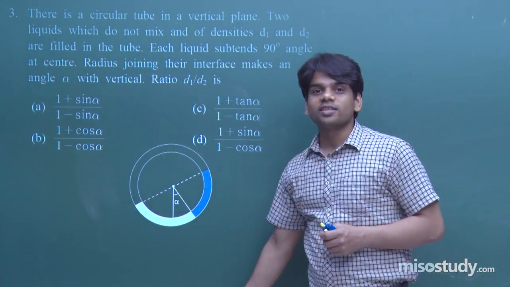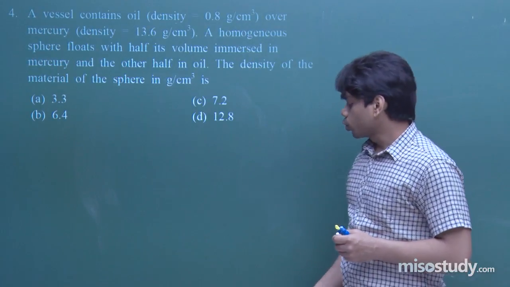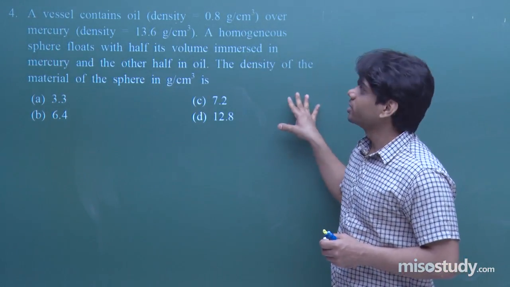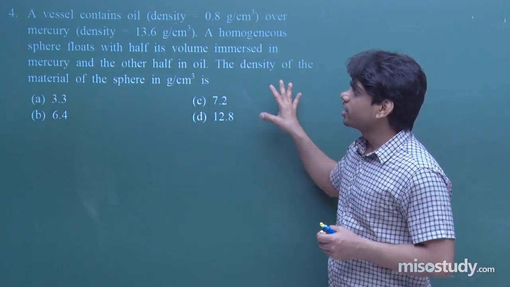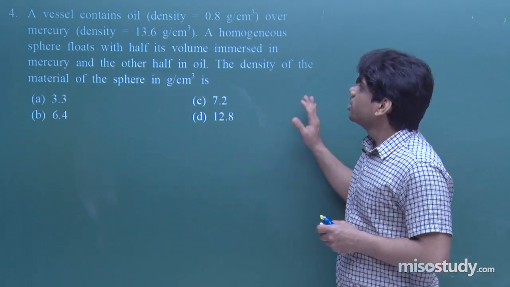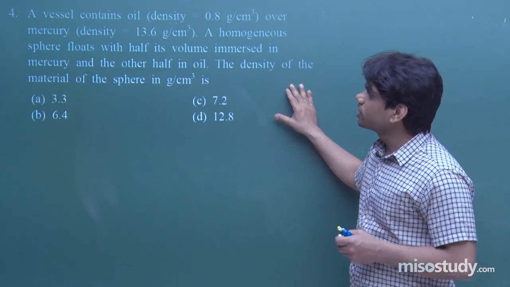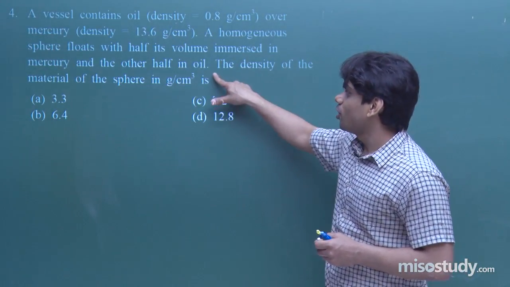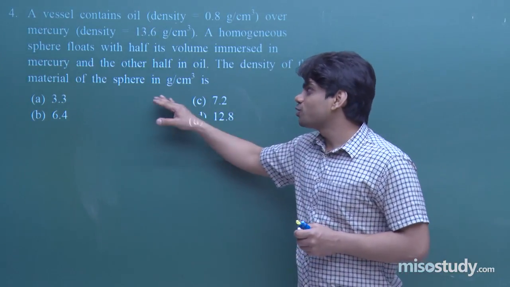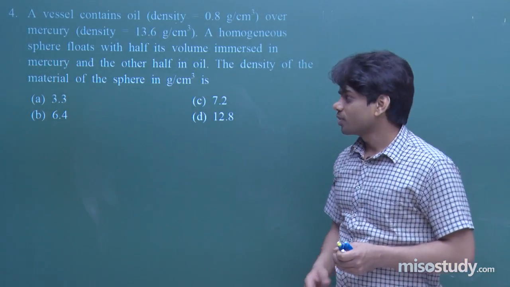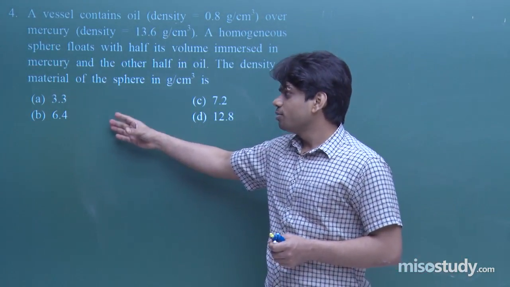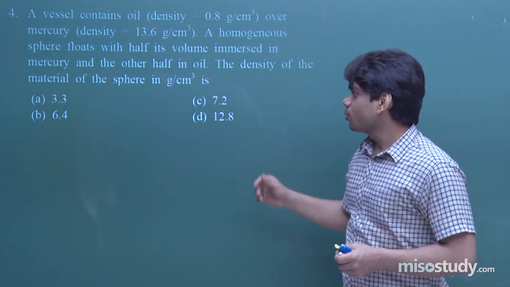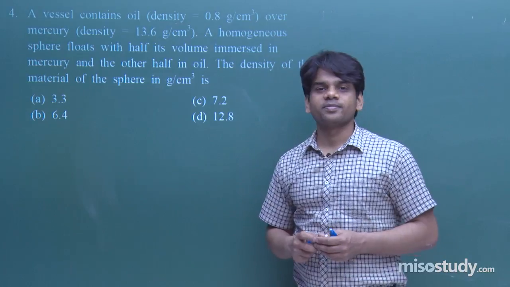Let's go ahead with the next question, the fourth one. A vessel contains oil, density 0.8 gram per cubic centimeter, over mercury, density 13.6 gram per cubic centimeter. A homogeneous sphere floats with half its volume immersed in mercury and the other half in oil. The density of the material of the sphere in gram per cubic centimeter is: A 3.3, B 6.4, C 7.2 and D 12.8.